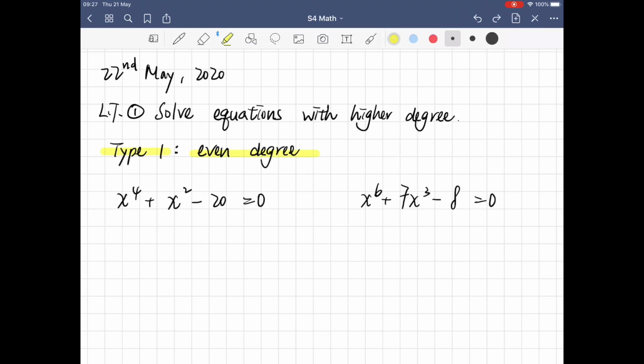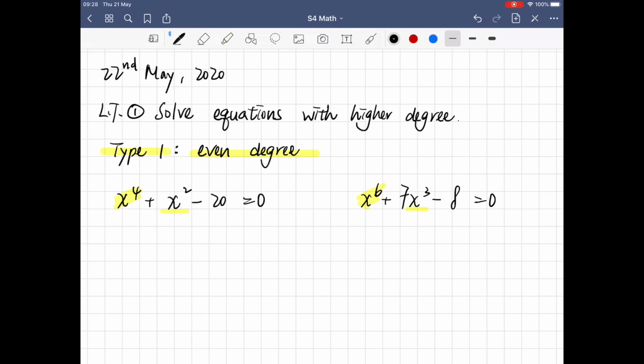So there are two types of questions. The first type is about even degree, so you can take a look at these two examples. The first one is x to the power 4 plus x squared minus 20 equals 0. And the second one is x to the power 6 plus 7x to the power 3 minus 8 equals 0. As you can see, in these two examples, the highest degrees are even numbers. Therefore, we can simplify the highest degrees using the hints in a question.